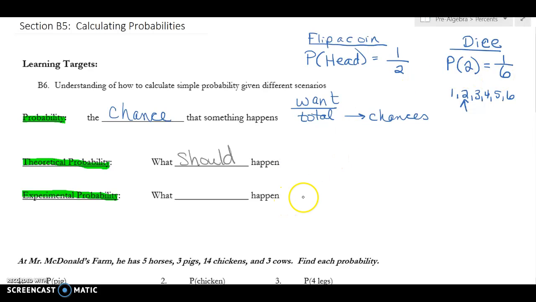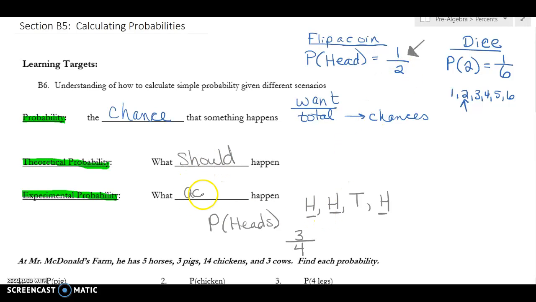Now sometimes what happens is we actually flip a coin. So let's say I flip a coin and I get a heads, then I get another heads, then I get a tails, and another heads. For this problem, my probability of getting a heads is I got 3 of them out of the total of 4 flips. So my experimental probability is 3 out of 4. But here, we learned that it should have been 1 out of 2 because there's one head and there's 2 options. So theoretical is what should happen, but experimental is what actually happens.